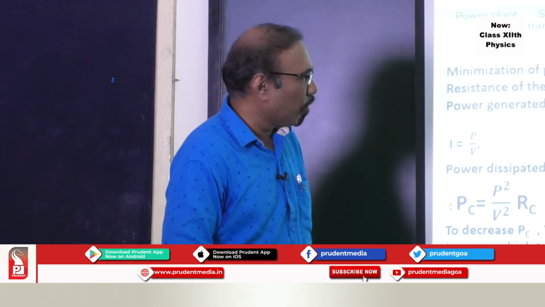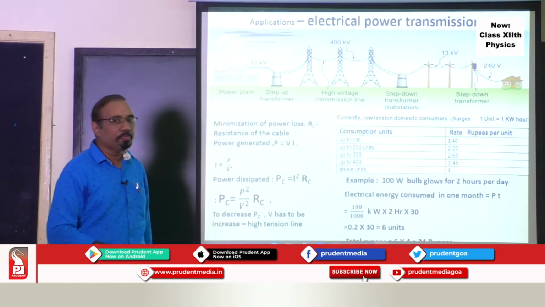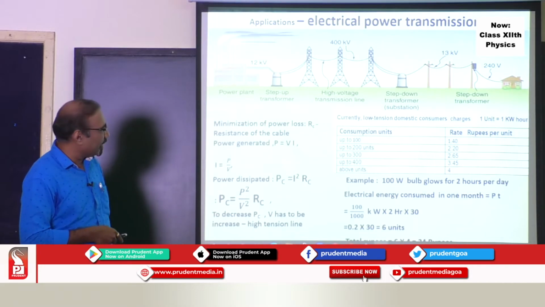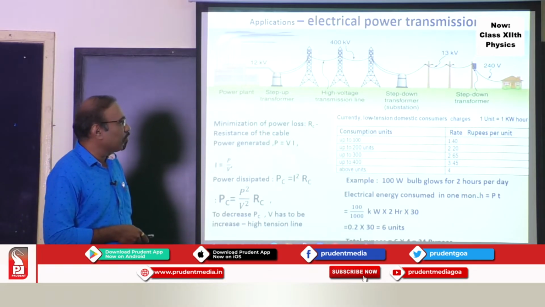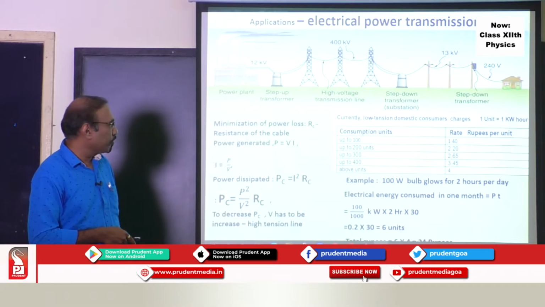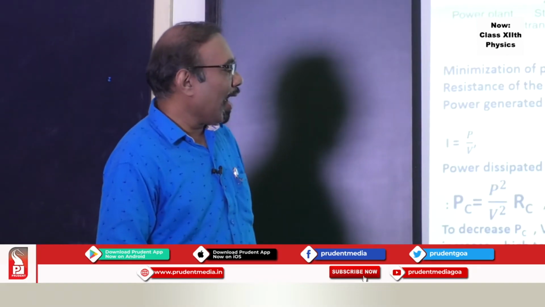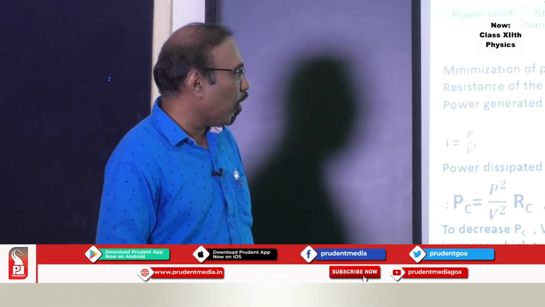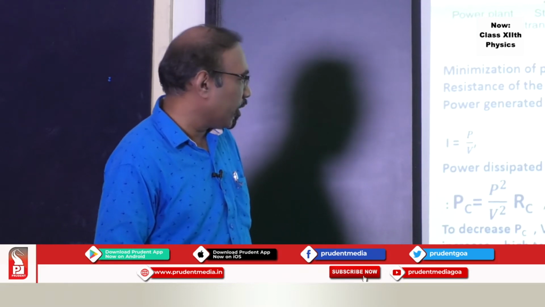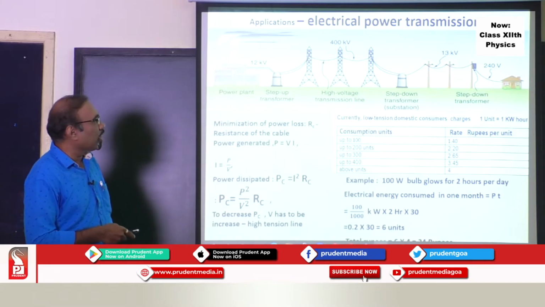Simple example we can take. Suppose we have a 100-watt bulb. The 100-watt bulb goes for 2 hours per day. How much electrical energy is consumed in 1 month? Electrical energy consumed is power into time. So power is 100-watt divided by 1000, to make it kilowatt, times 2 hours. This is for 1 day, and if you multiply by 30, you will get 0.2 into 30, which will be 6 units, and 1 unit is 1 kilowatt hour.